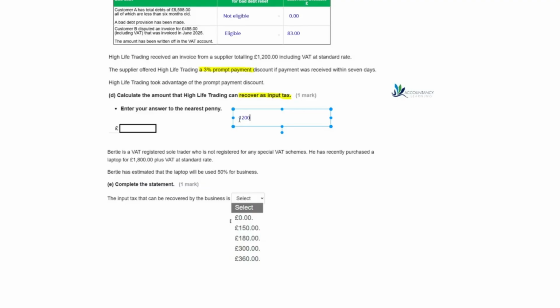So the original amount was £1,200, which is VAT inclusive. Because we're taking the 3% prompt payment discount, we're only going to pay 97% of that invoice. So the amount that we actually pay over is £1,164. We can then work out the VAT, again, whichever your preferred method is. The VAT on that, which is our input tax that we can recover, is 194, and we need to show to the nearest penny.